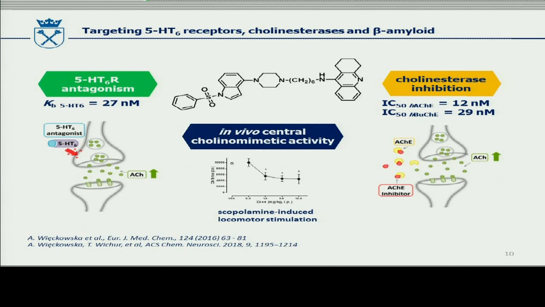So to sum up, I want to say that we believe, and many scientists believe, that the treatment of multifactorial diseases would be very beneficial when using compounds or therapies which are able to interact with many targets simultaneously. And the strategy of multi-target directed ligands seems to be very promising, reasonable, and as you can see, it is possible to obtain on-purpose molecules which can interact with more than one target.